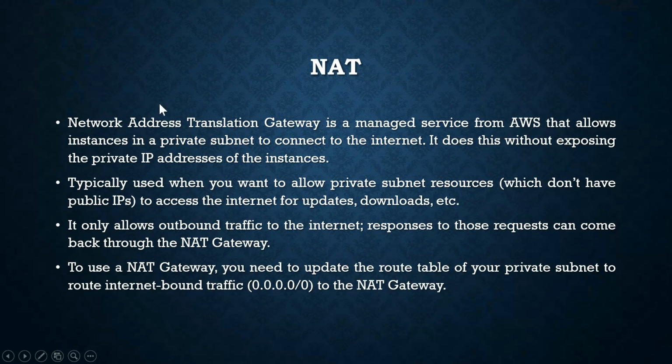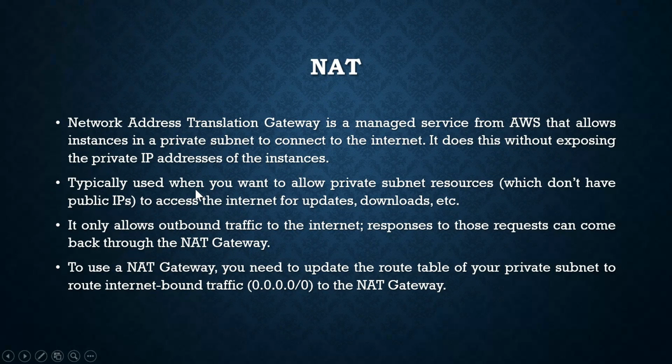So let's see what is NAT. NAT gateway stands for Network Address Translation Gateway. It is a managed service from AWS that allows an instance in a private subnet to connect to the internet. It does this without exposing the private IP addresses of your EC2 instance.